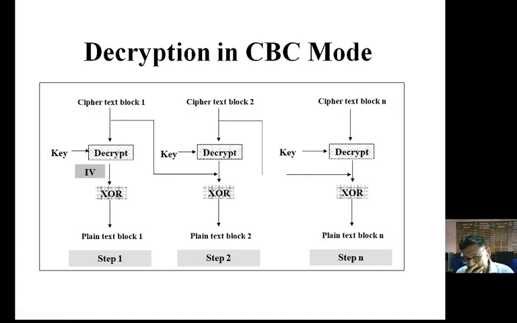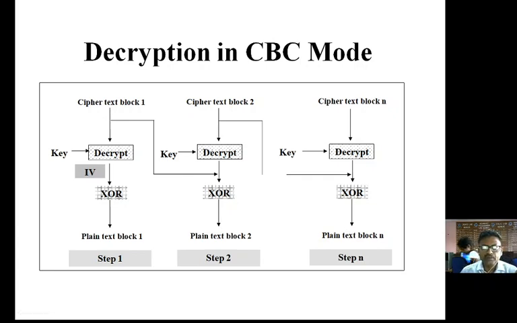Here we are using the property of XOR. The property says that if we have an 8-bit number XORed with another 8-bit number to get a certain result, and the result is XORed again with the same value we used previously, we get back the original value. So the ciphertext is decrypted by the key, and the resultant is XORed with the initialization vector to get plain text block 1. Ciphertext block 2 is decrypted first, and then XORed with ciphertext block 1 to get plain text block 2, and so on.